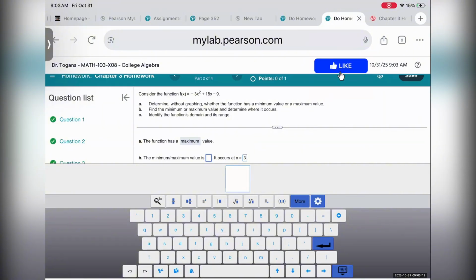-3 times 3 squared plus 18 times 3. Oh my God, it went into the exponent. Like, why would you do that? Plus 18 times 3 plus minus 9. It says 18. 18 is the answer, provided I did it all correctly.